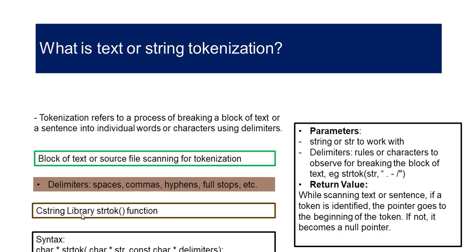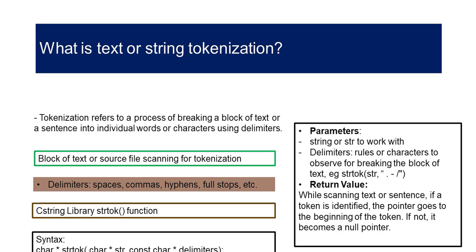String tokenization can be done in C or in C++ programming language. We can do this in C++ by using the CString library. It has a function, the strtok function, that we can use. The strtok function is a part of the CString library. This is the syntax for string tokenization in C or C++.